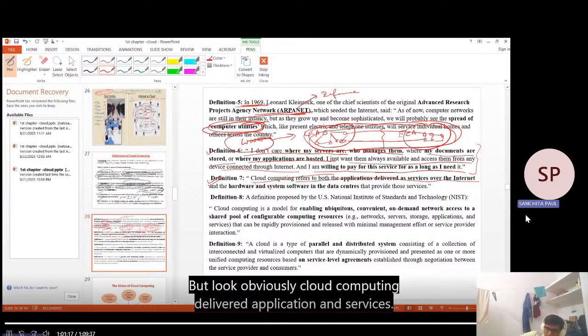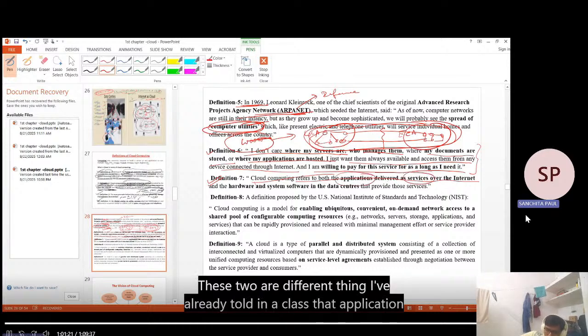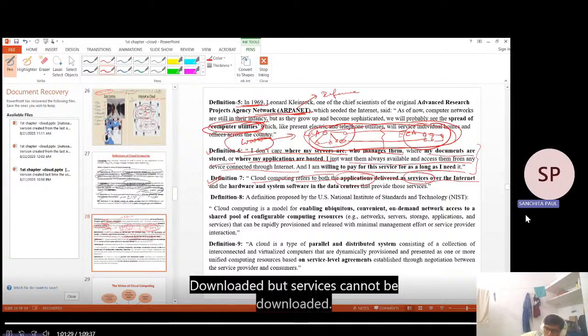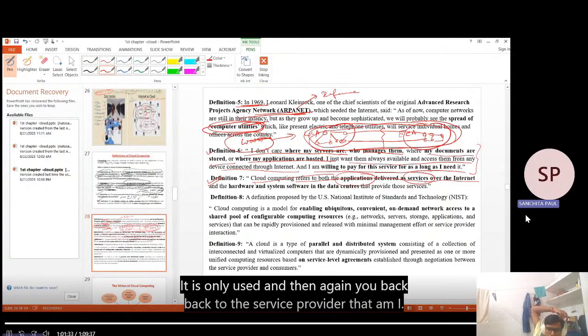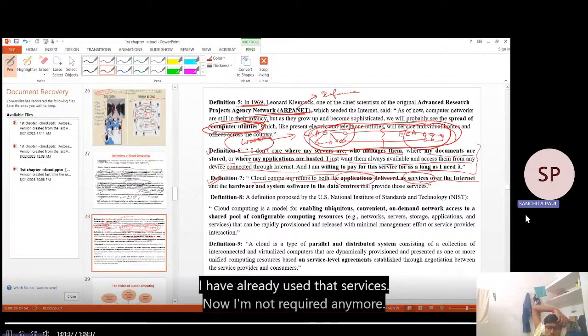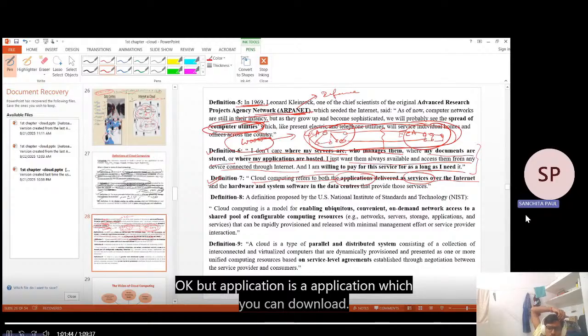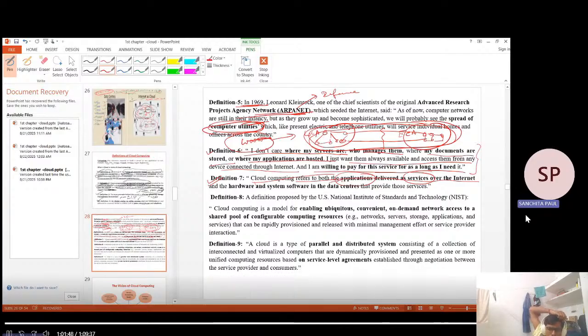मतलब obviously cloud computing delivers applications and services. These two are different things. I have already told in class that an application can be downloaded, but services cannot be downloaded. It is only used, and then you go back to the service provider: I have already used that service, now I'm not required anymore. Okay, but an application is something you can download, and जब तक आपको चाहिए उसके बाद आप उसको डिलीट भी कर सकते हैं. ठीक है.